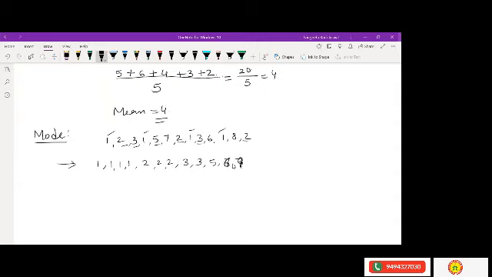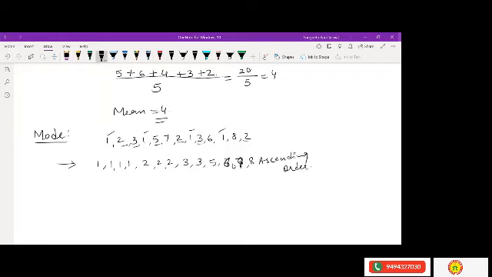Okay, so I have arranged these numbers in ascending order. It's your wish, you can even arrange it in descending order. Ma'am, 8 is also there. Yes, 8 is also there. So that means you can arrange it in any order.